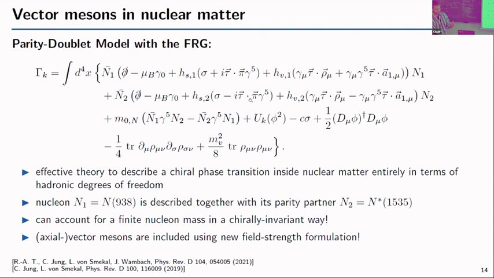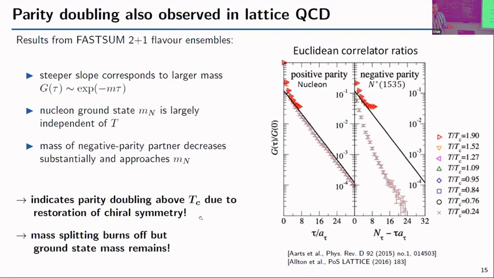And one important new aspect is also here that we use a formulation in terms of field strength. This formulation was developed for the FRG by Chris Jung and Lorenz von Smekerl, which allows us to also describe interactions with vector mesons dynamically. The particular benefit also of this parity doublet model is that it can account for a finite nucleon mass in a chirally invariant way.